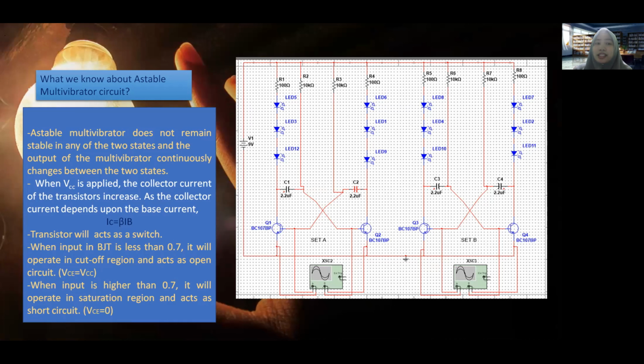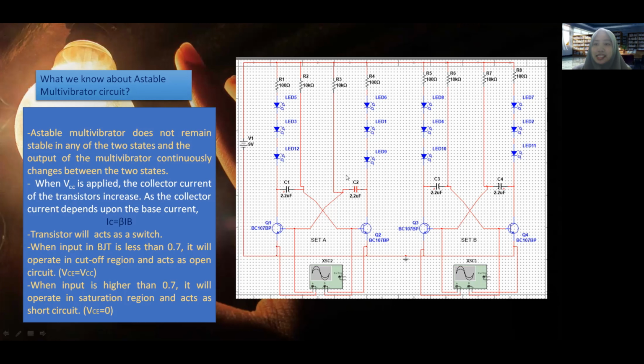An astable multivibrator does not remain stable in either of two states, and the output of the multivibrator continuously changes between the two states. When VCC is applied, the collector current of the transistor increases, as the collector current depends upon the base current, from the formula IC is equal to beta IB. The transistor will act as a switch. When the input in the BJT is less than 0.7, it will operate in the cut-off region and act as an open circuit. VCE is equal to VCC. When the input is higher than 0.7, it will operate in the saturation region and act as a short circuit. VCE is equal to 0.